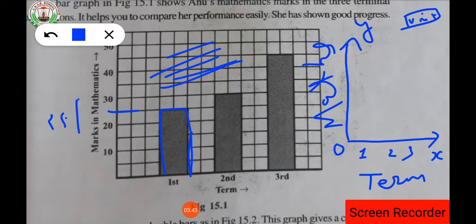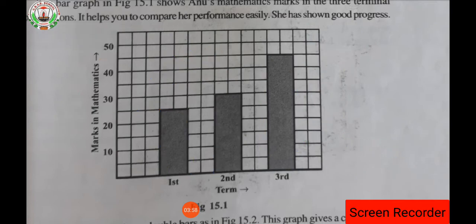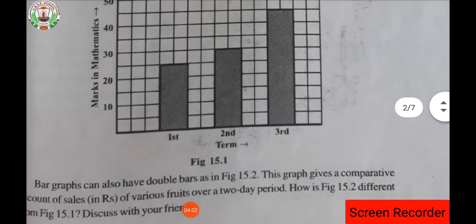Then in the second term, how many marks did he or she get? That is 30 marks. And in the third term, how many marks did he or she get? That is between 40 and 50, that is 45. So this is a simple graph which we generally use. Clear? This is called a bar graph.